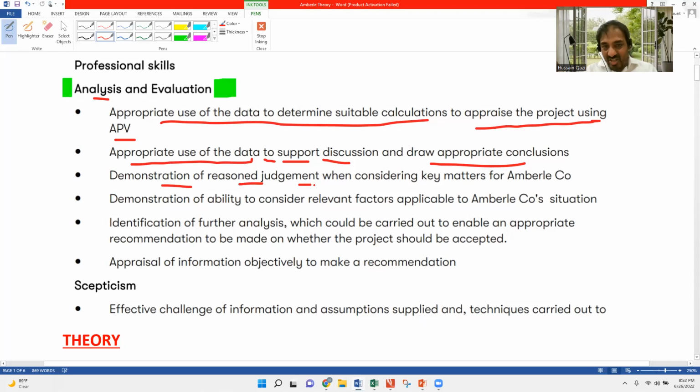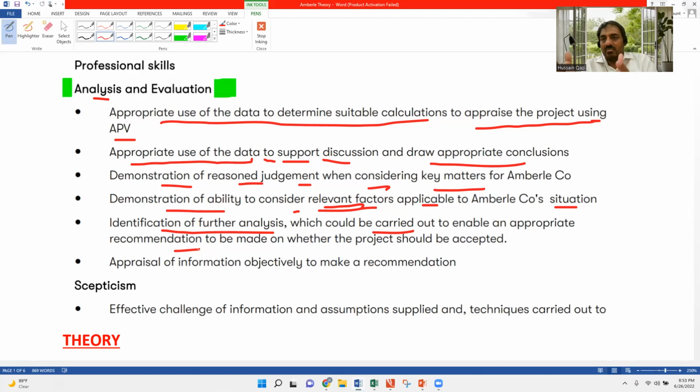Demonstration of reasoned judgment when considering key matters. That is not compulsory; all the things reflect in the conclusion. Demonstrate ability to consider relevant, important factors applicable to the Amberle situation. Identification of further analysis that could be carried out to enable appropriate recommendation means we have to identify more things here if we are going to make the best decision. There are some assumptions we have taken with the APV, and some limitations with the APV.